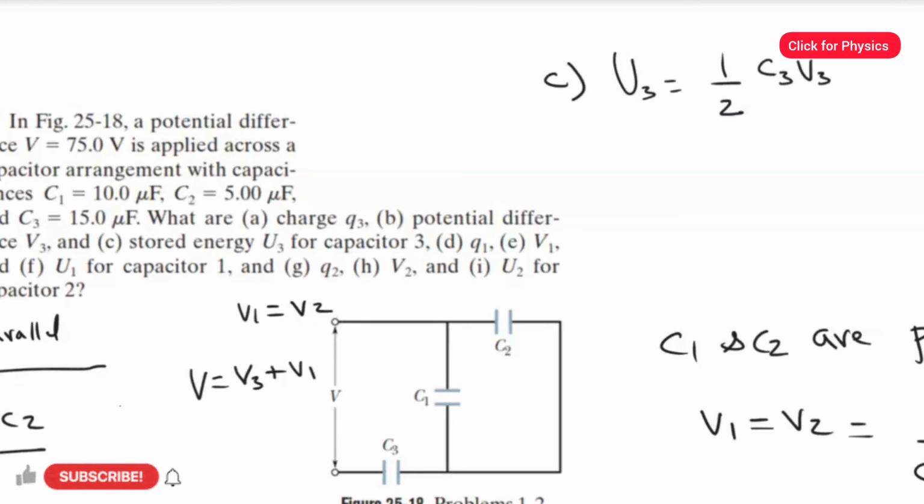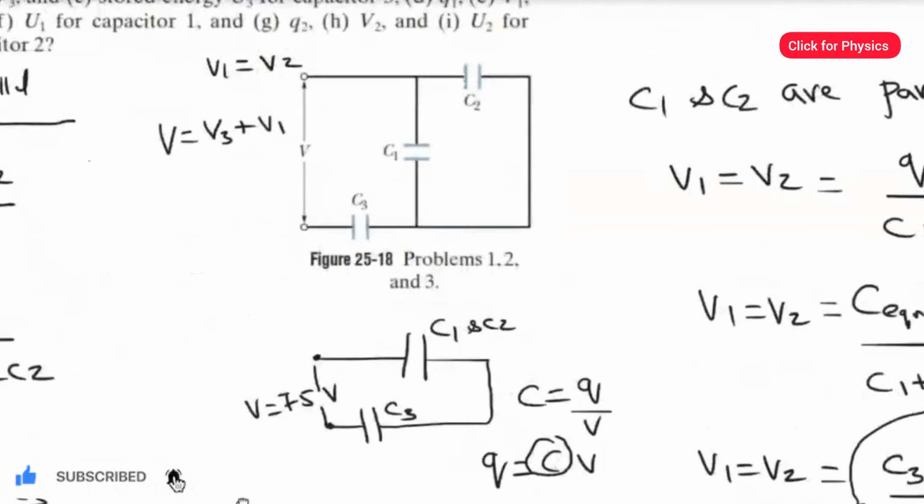The main information in these questions are V1, V2, V3, Q1, Q2, Q3. Once you find V1, V2, V3 and C1, C2, C3 and Q1, Q2, Q3, the rest of the questions are very easy. Once you substitute C3 and V3, you will get the answer for the third question. What is our fourth question? Answer for Q1. We already got it here.